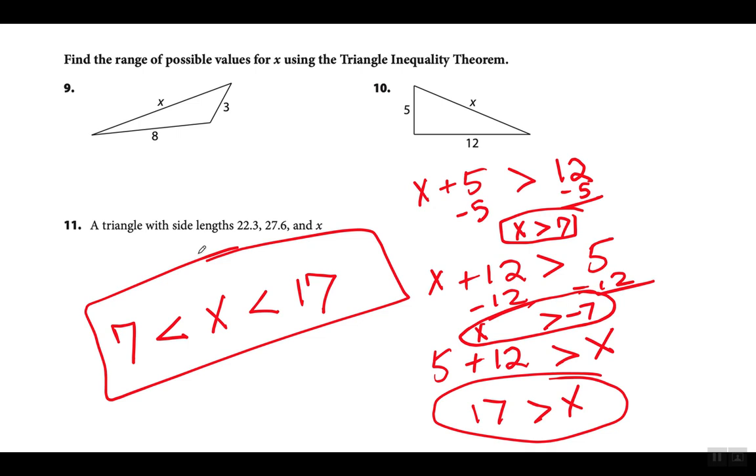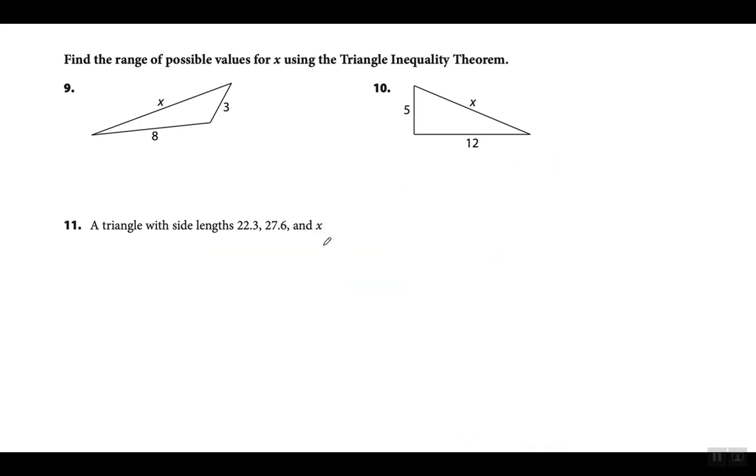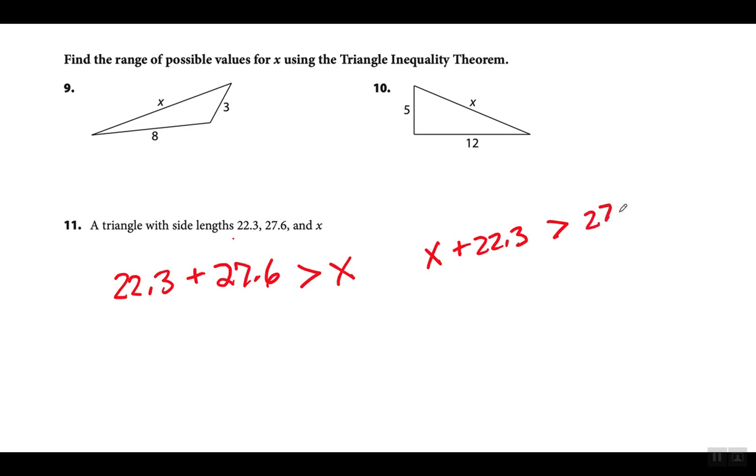All right, and last one, number 11. Last one. And then there's going to be another lesson today after this one, okay? But on number 11, same thing, except they're not giving us the triangle. So just write the same thing. 22.3 plus 27.6 has to be greater than x. X plus 22.3 has to be greater than 27.6. I got to work on not writing crooked like that. X plus 27.6 has to be greater than 22.3.